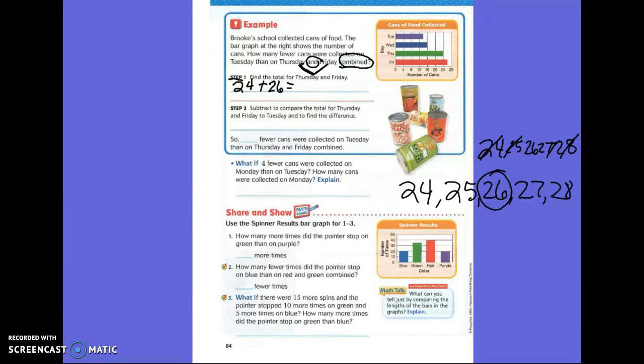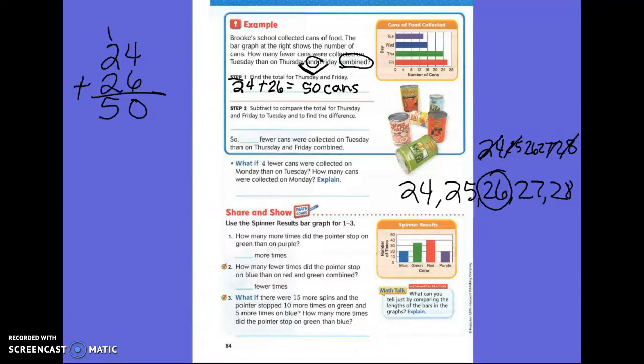If you cannot do this kind of math going sideways, we can stack and add. What is 4 plus 6? 10. This is 0. Add the 1. 2 plus 1 is 5. So how much for Thursday and Friday combined? 50. 50 what? 50 cans. Okay, that is our first step for this two-step problem.